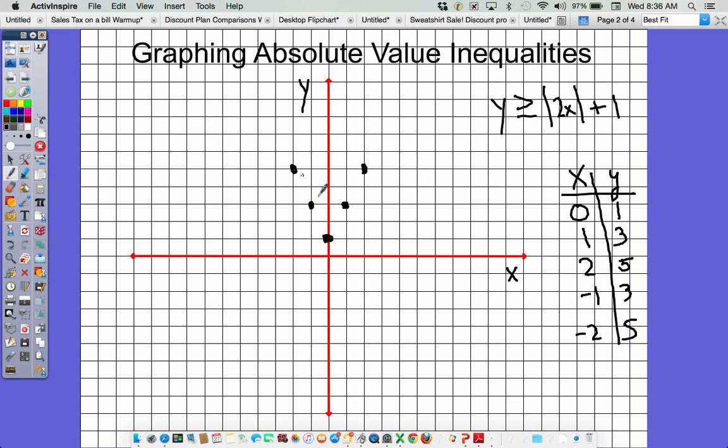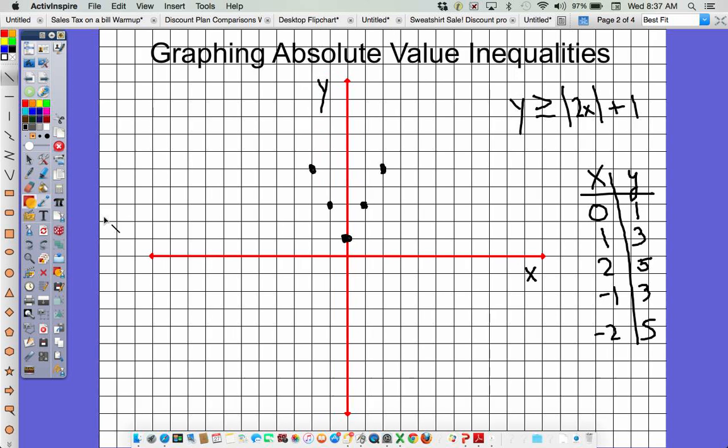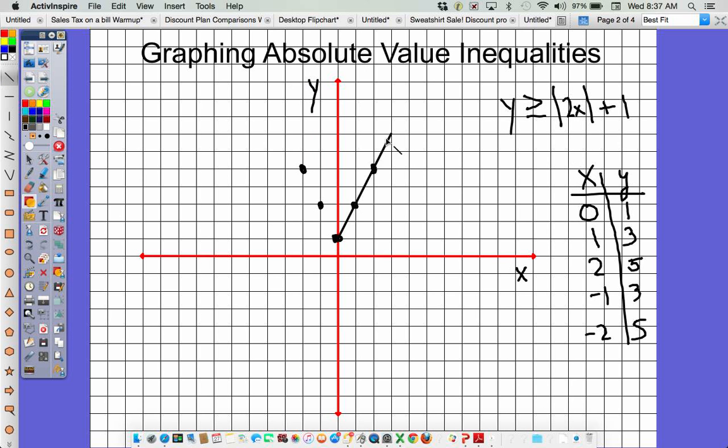So it looks like I have my V shape happening here. It looks like I bottomed out. So now we can go ahead and graph that. And we'll graph it on this side as well.